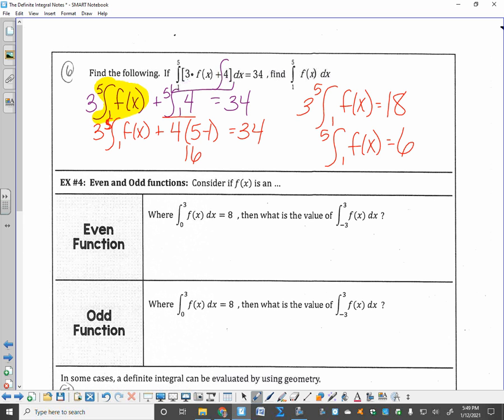So you're just using your properties. If I have an integral of 2 separate things, I can integrate them separately. And if it's a constant of a 3, I can pop it out front. And then I got to remember this one is a constant, so it's 4 times the width. And then I just solved it. This is the one I want. Just went algebra on it.